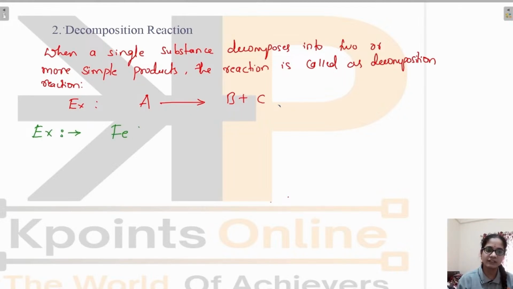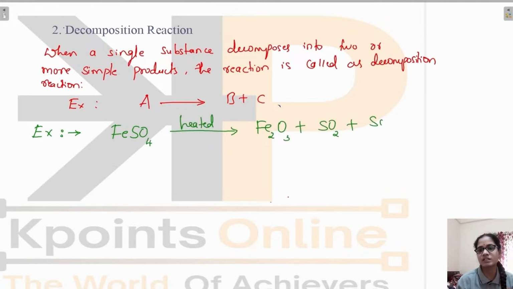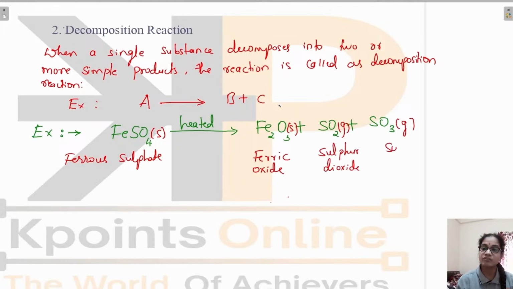When ferrous sulfate crystals are heated, ferric oxide, sulfur dioxide, and sulfur trioxide are formed. Okay, it is ferrous sulfate. These two are gases. We get ferric oxide, sulfur dioxide, sulfur trioxide. It is a decomposition reaction where a single reactant breaks down into two or more simpler products. That type of reaction is called a decomposition reaction.